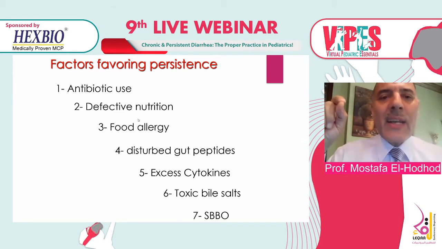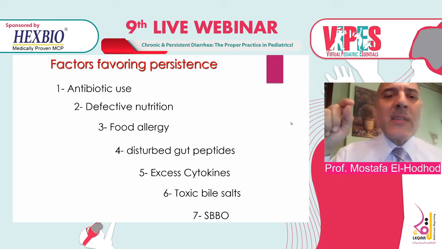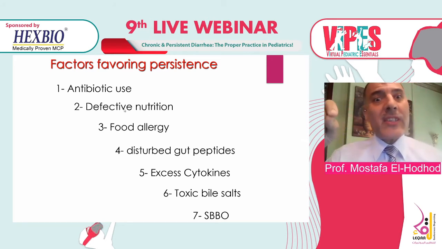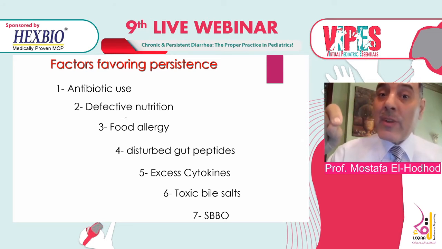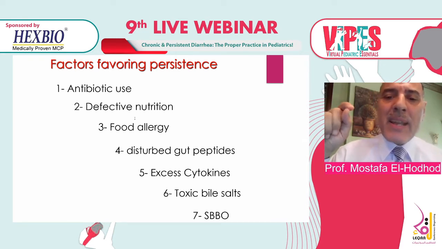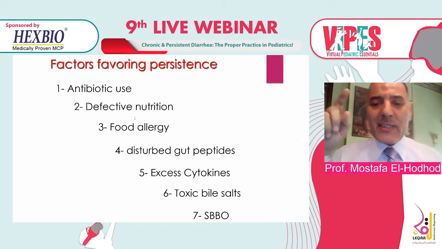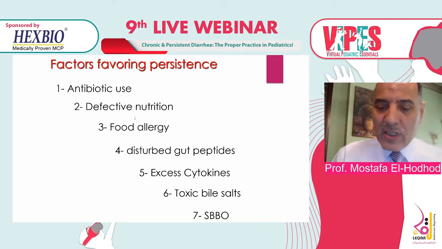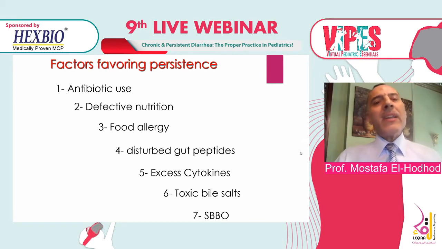Number one, antibiotic use. If you use an antibiotic, you increase the chance of persistence. If the nutrition of the patient is not good, defective nutrition will enhance persistence. If there is underlying food allergy, persistence will occur. If gut peptides are released non-balanced, it can increase the persistence. Excessive cytokines, toxic bile salts, and small bowel bacterial overgrowth are among many studied risk factors for persistence.